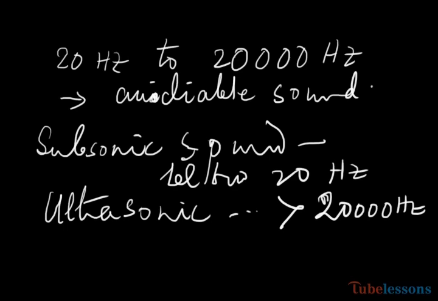This is audible sound, but keep in mind that which is non-audible to human beings, that may be audible to other animals. For example, bats can hear the sound above 20,000 Hz frequency, that is, which is ultrasonic to human beings, that is not ultrasonic to bats. Bats can hear it, and they produce a sound having frequency greater than 20,000 Hz, and this sound moves towards the fruits, and after reflection, bats can hear the sound and can detect the position of the fruits and can take it.